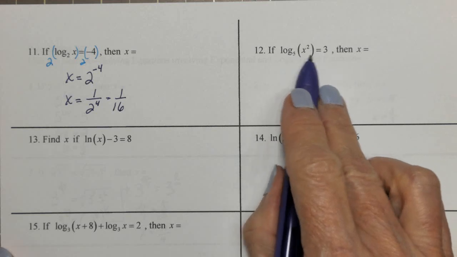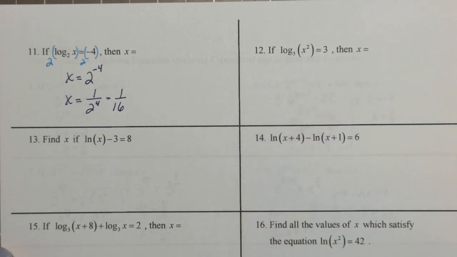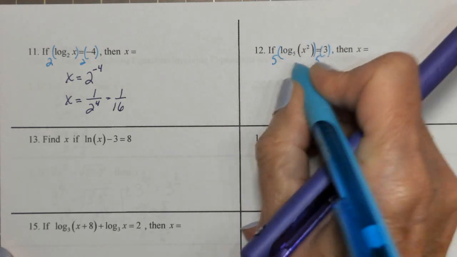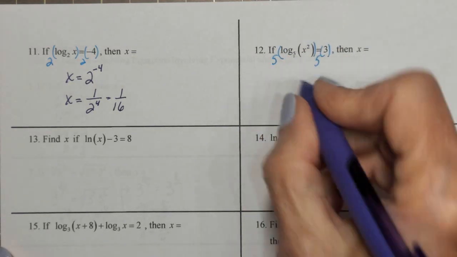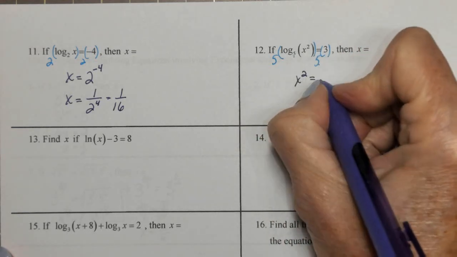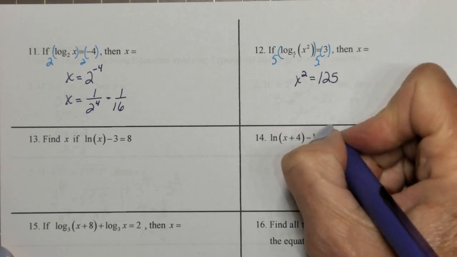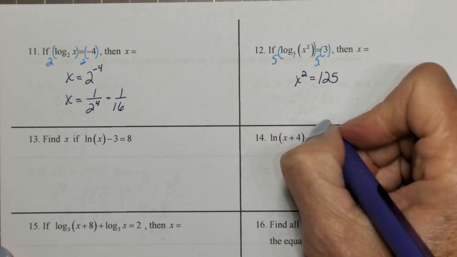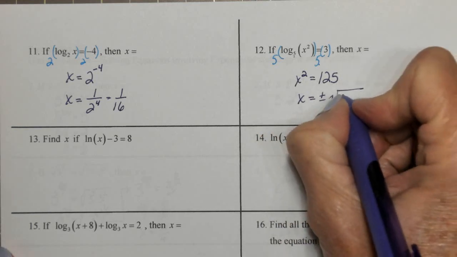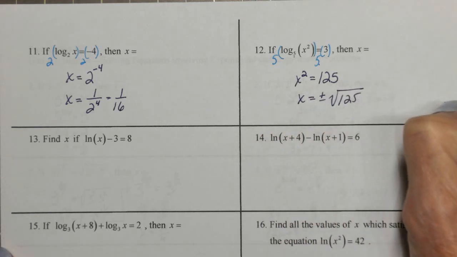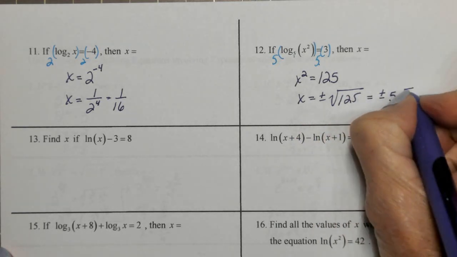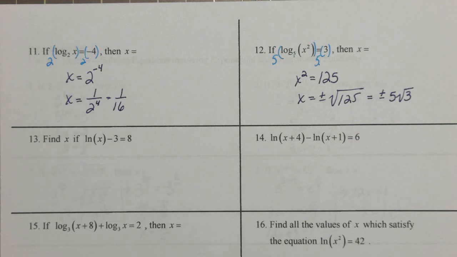My x is in the argument of the log, so I'm going to take 5 to both sides, because that's the base of the log. And that's how I get to the argument. 5 cubed is 125. And now all I need to do is square root both sides. x is plus and minus square root of 125. I could take a 5 out of that and make it plus and minus 5 square root of 3 if I wanted to, and that would work as well.